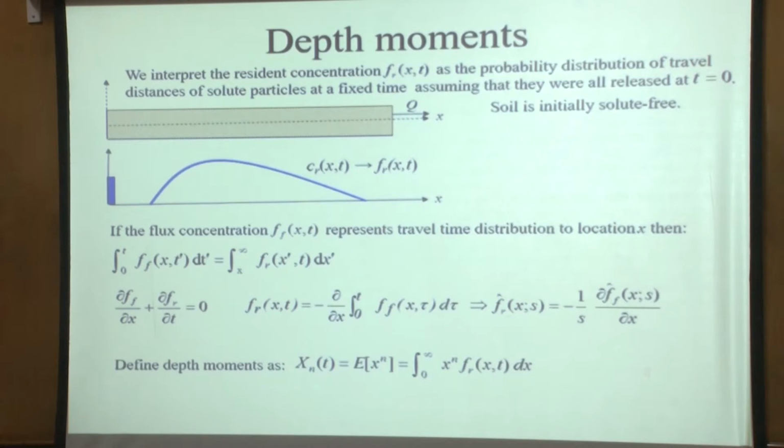And because I observe different amounts of solute mass at different locations, just as in our previous experiment, I interpret that as travel distances. So now my random variable is travel distance. Okay. And if I could construct such a distribution, let's say I'll call that f sub r of x comma t. So f sub f of x comma t was my travel time distribution at location x.